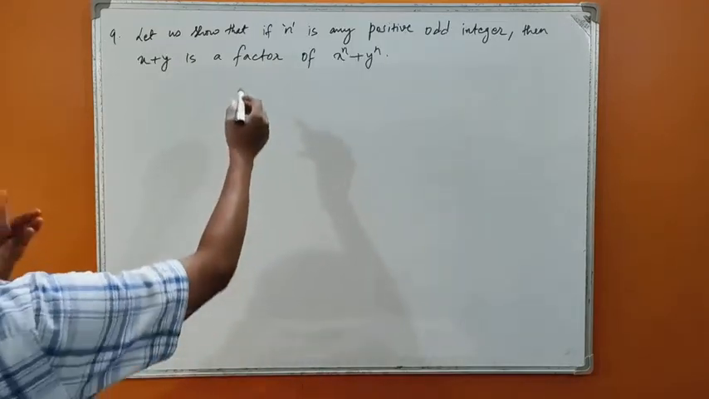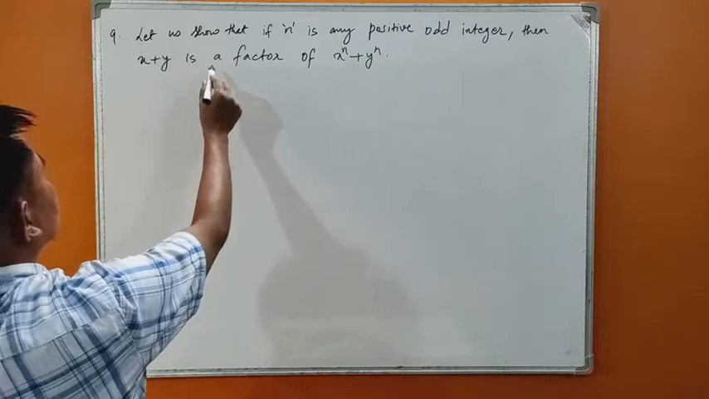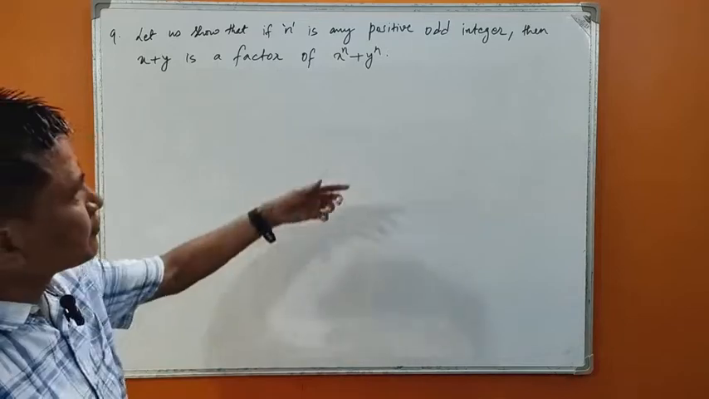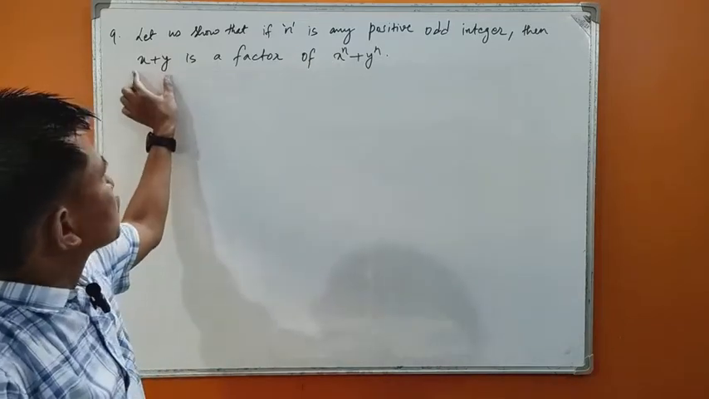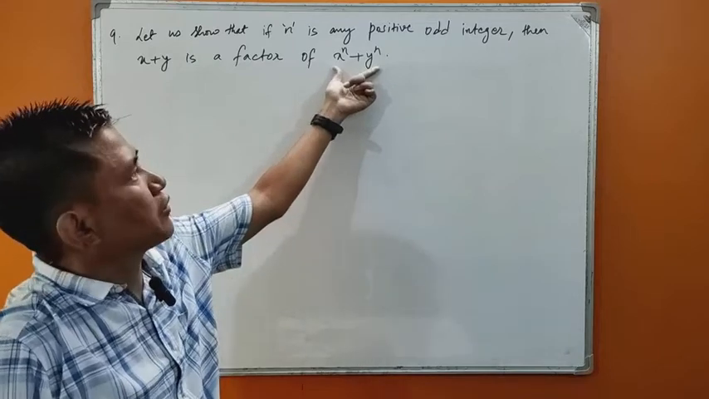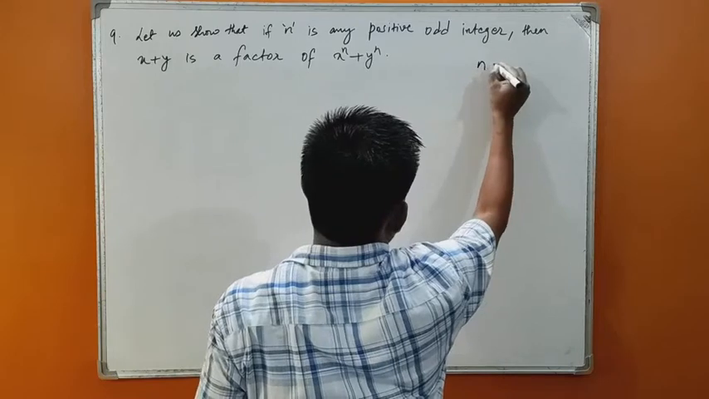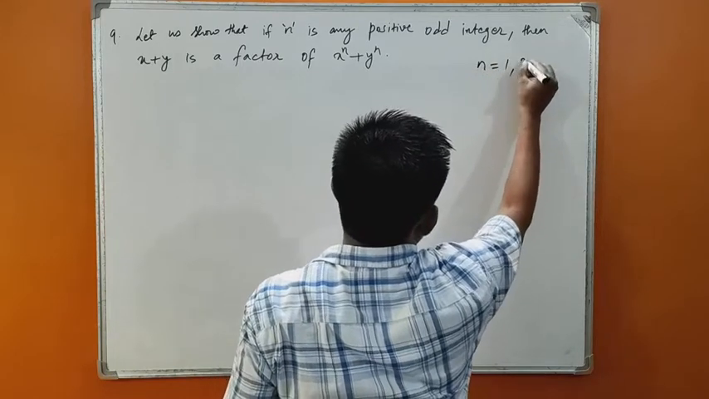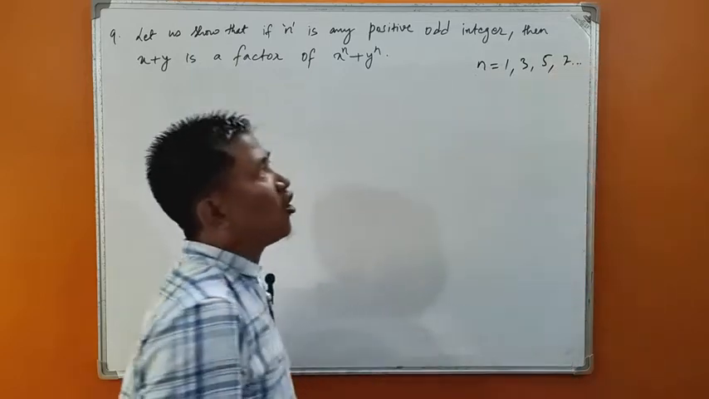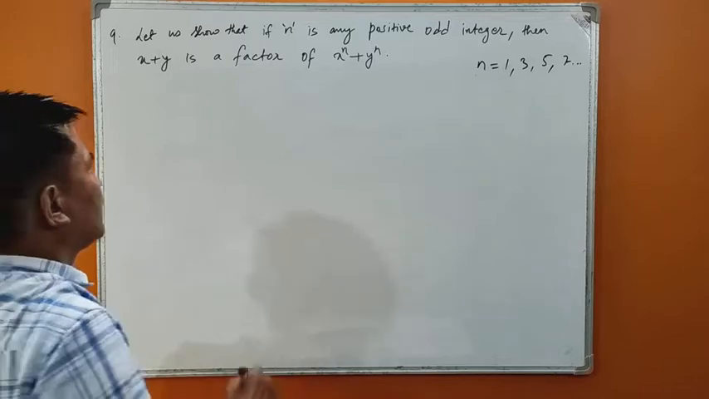Let us show that if n is any positive odd integer, then x plus y is a factor of x to the power n plus y to the power n, isn't it? Where n is a positive odd integer. n can be 1, 3, 5, 7 and so on. n should be a positive odd integer, okay? Let's prove this.